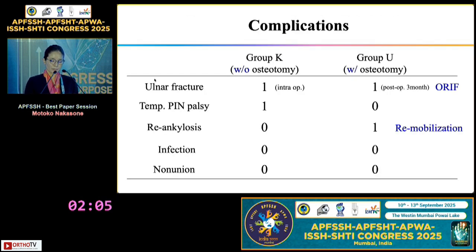Each group has two complications. Group K, one ulnar fracture and one temporary PIN palsy. Group U, one ulnar fracture and one re-ankylosis.